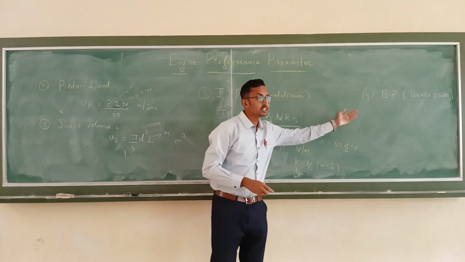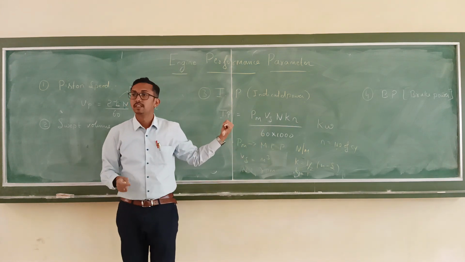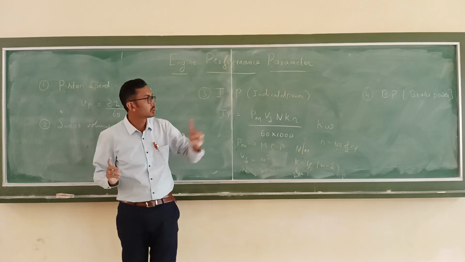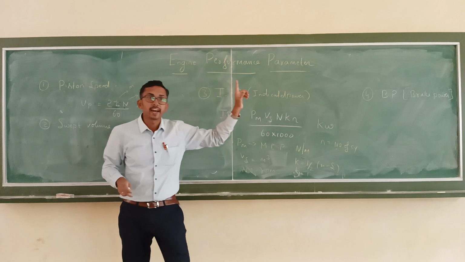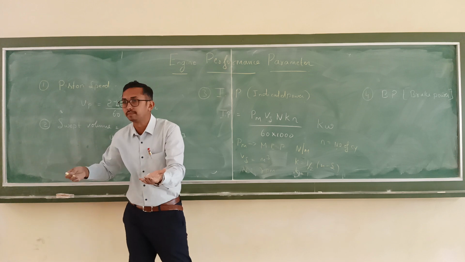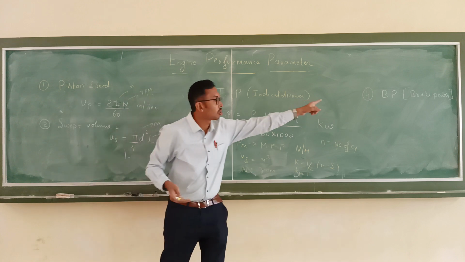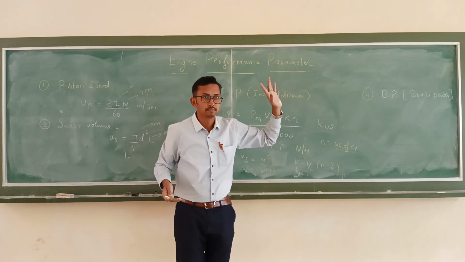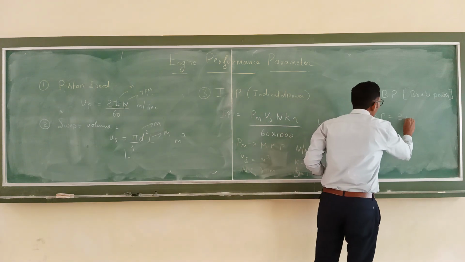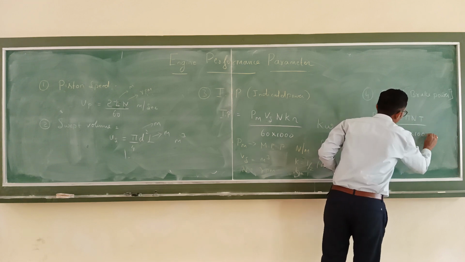Okay. So next one is BP, that is called as what? Brake power. So what is IP? The power generated inside the cylinder. Okay, so that is called as indicated power. Whereas brake power means the power available at the crankshaft. It is defined as the power available at the crankshaft. So that is called as what? Brake power. Okay. So it is given by BP is equal to 2 pi NT divided by 60 into 1000.